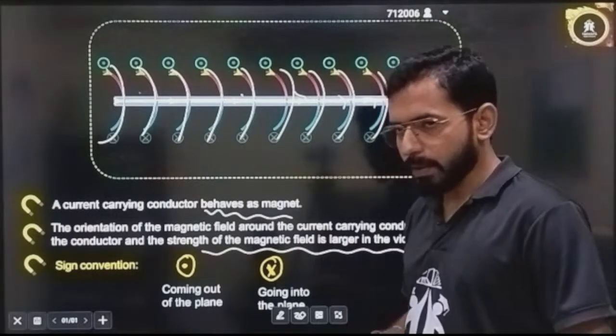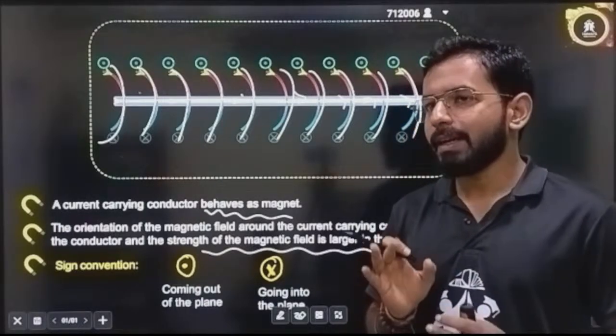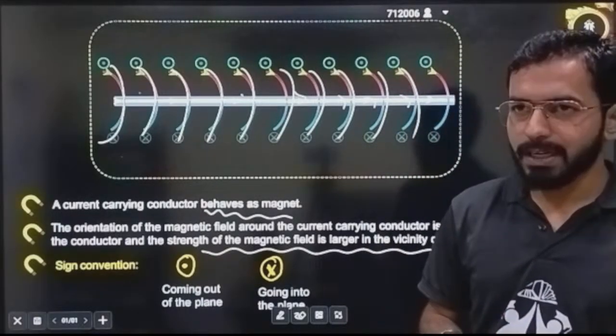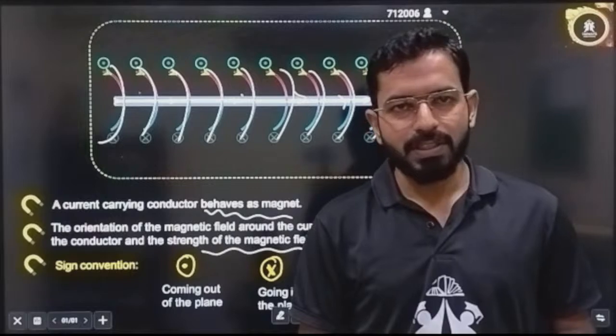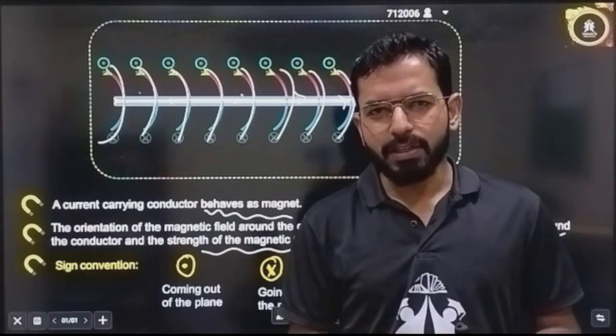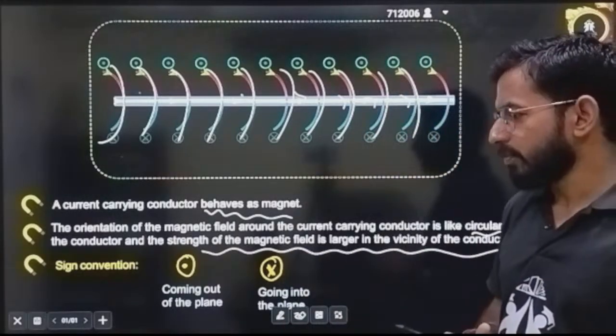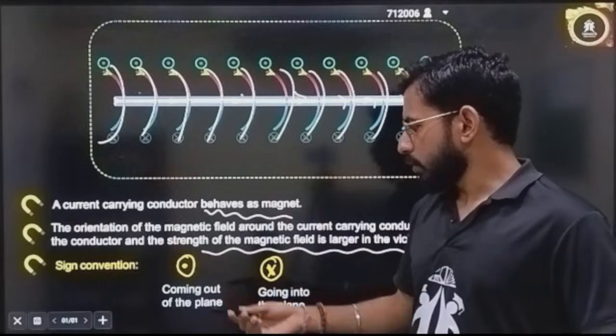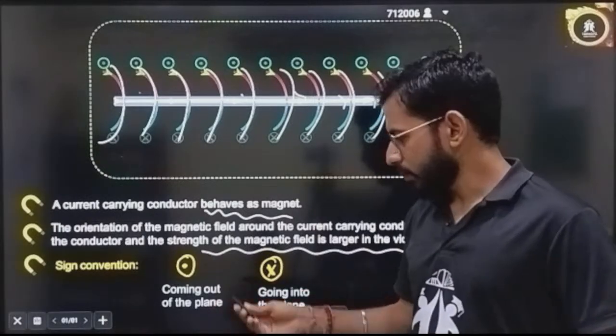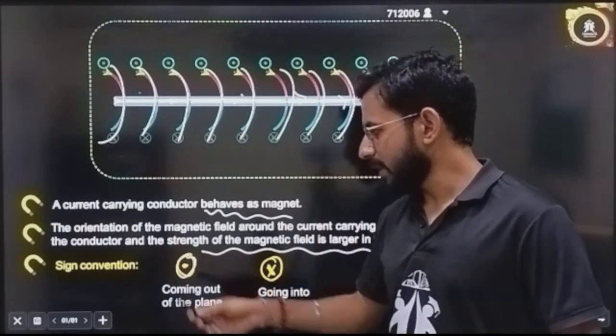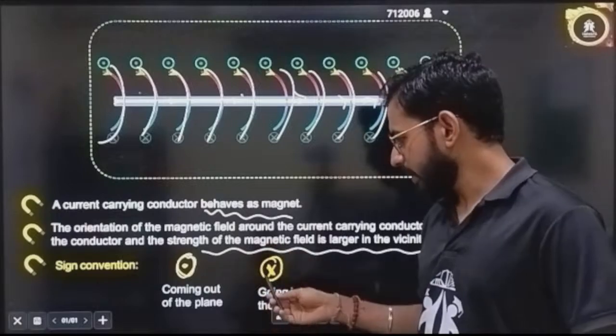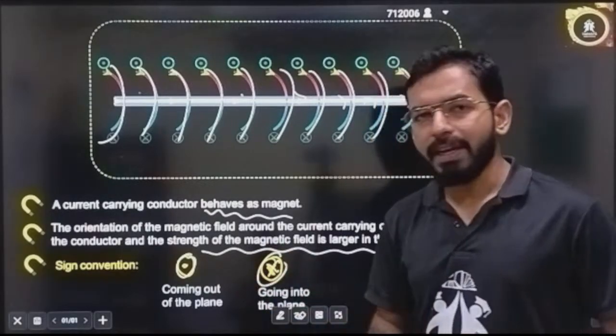One more thing, always remember the sign conventions, because sign is an integral part of magnetism. Once you get confident in the sign conventions, there is nothing you will face a problem with. I hope all of you know these two sign conventions from the start: this is the sign that shows the outward direction, and this is the sign that shows the inward direction.